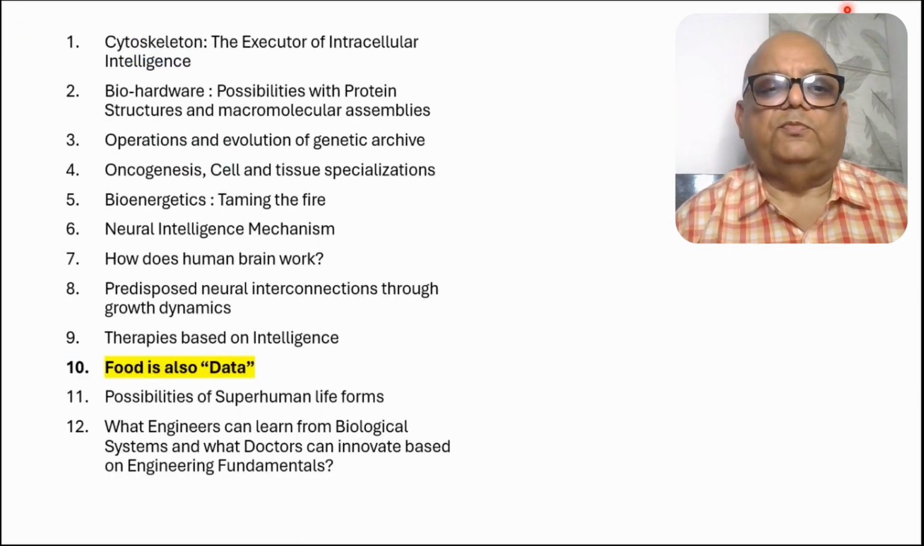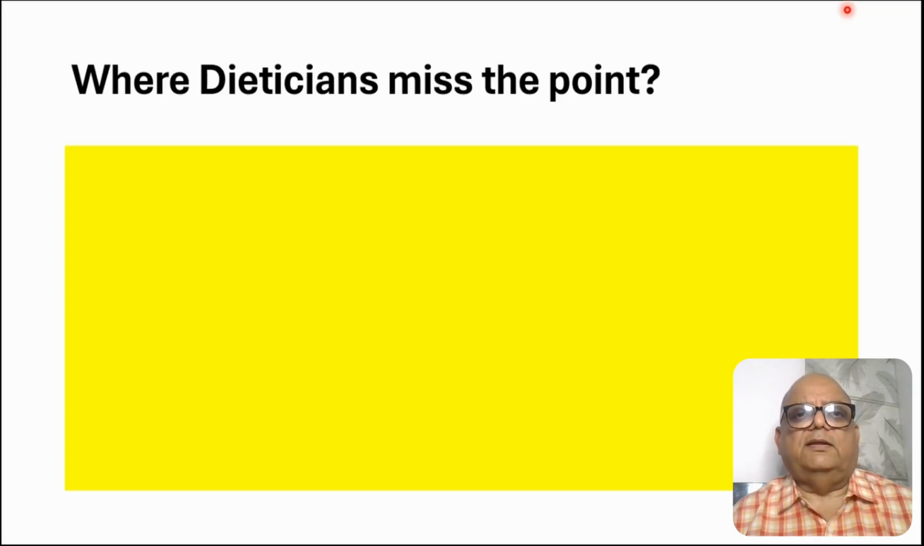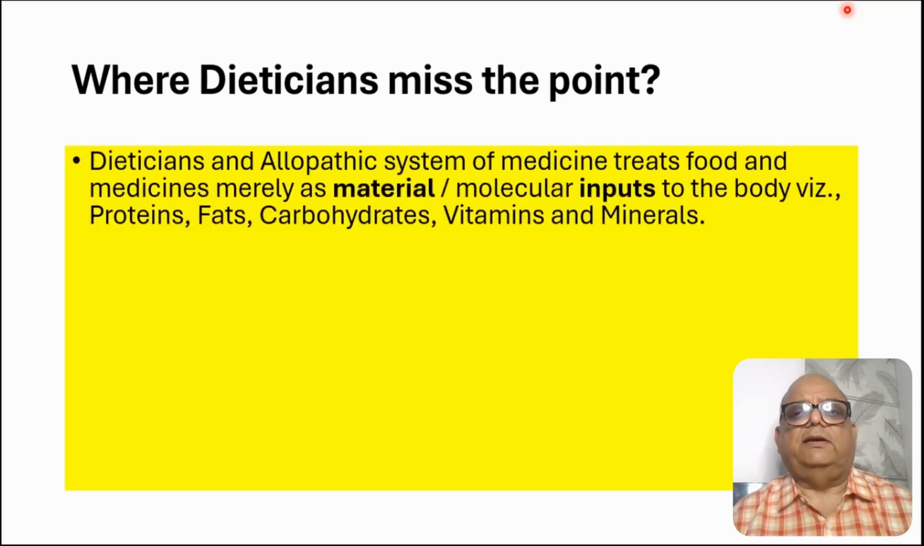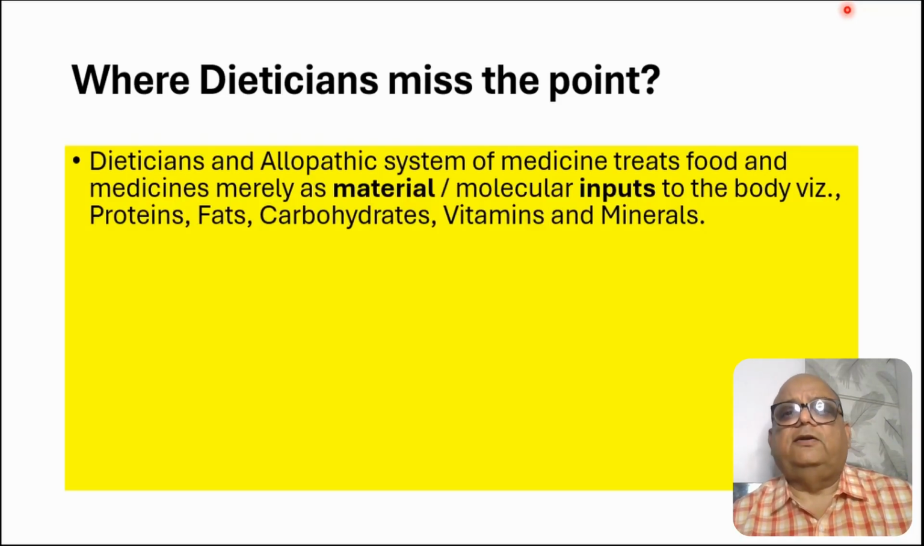Okay. So this is the 10th talk of the series, and there is a point which is missed out by dietitians most of the time. Dietitians and the allopathy system of medicine normally treat food and medicines merely as material inputs or molecular inputs to the body. You break them up into constituents, and they are only supposed to contain proteins, fats, carbohydrates, vitamins, and minerals, and water, of course. Beyond that, they don't recognize those inputs as anything other than these.